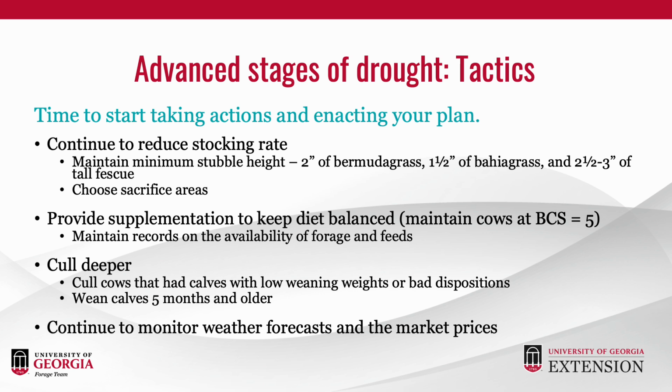at least 2 inches in Bermuda grass, 1.5 inches in Bahia grass, and at least 2.5 to 3 inches in tall fescue. We want to choose our sacrifice areas carefully. It's important to restrict access to the entire pasture or farm. This is going to help limit the damage that we see from overgrazing to specific areas instead of the entire pasture. We can go back later and renovate these sacrifice areas following the drought, but we only want to allow limited access to the rest of those pastures for a brief period.